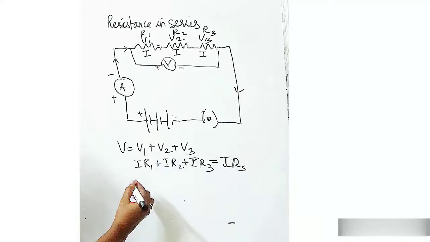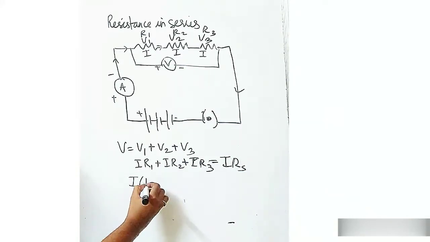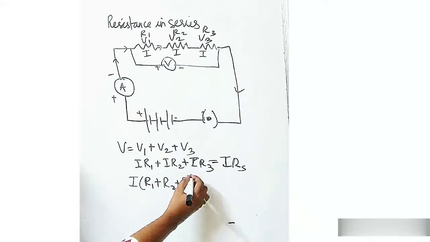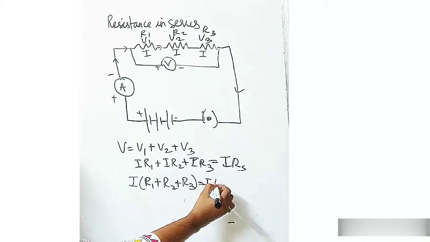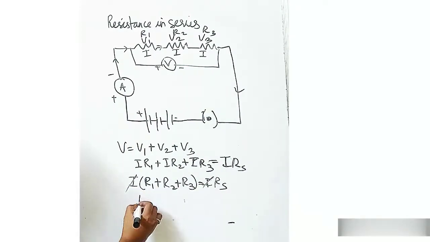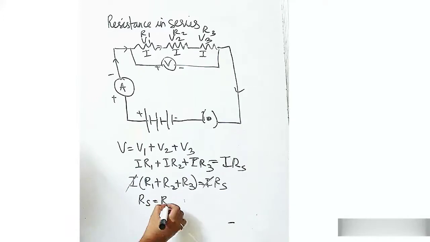I'll take I common, student. I'll write R1 plus R2 plus R3. So after that what we are going to do? I RS. Now this gets cancelled. Now what we conclude? RS is equal to R1 plus R2 plus R3.